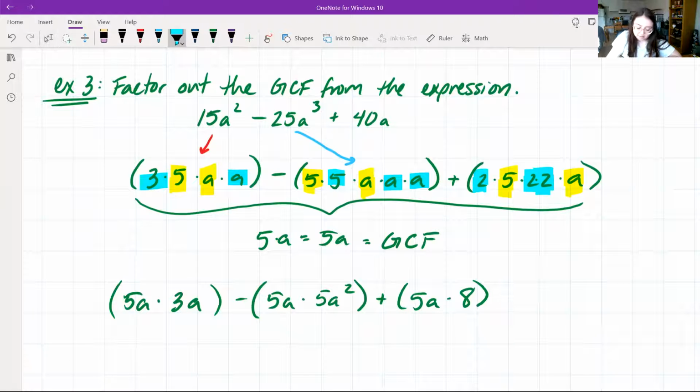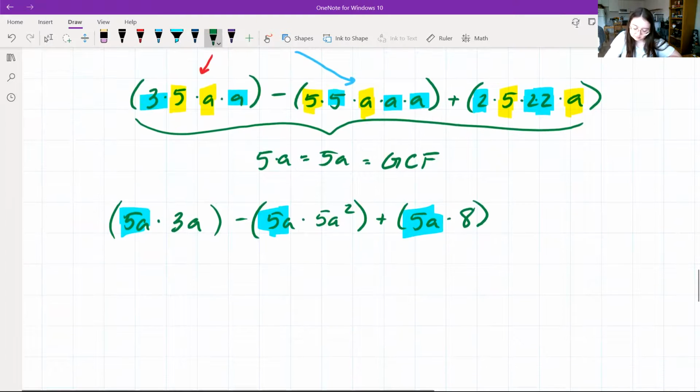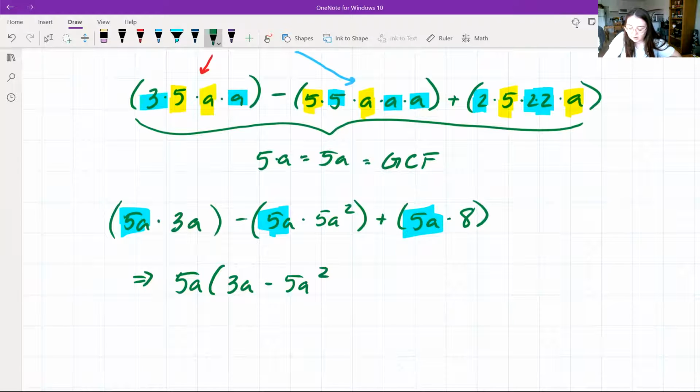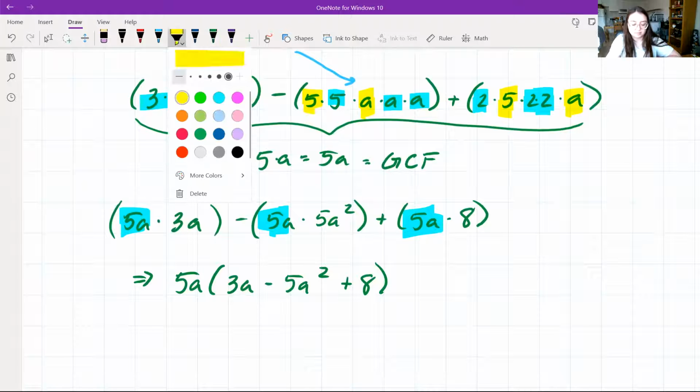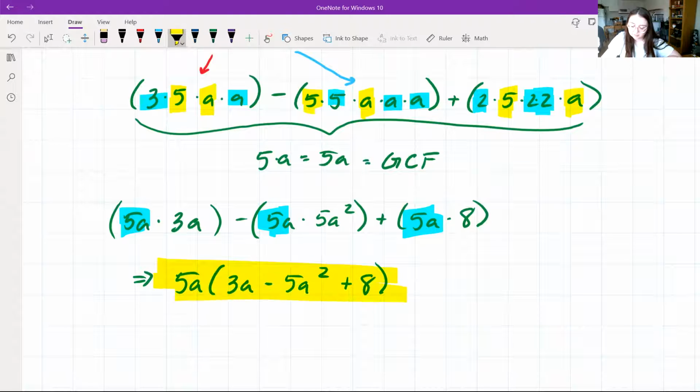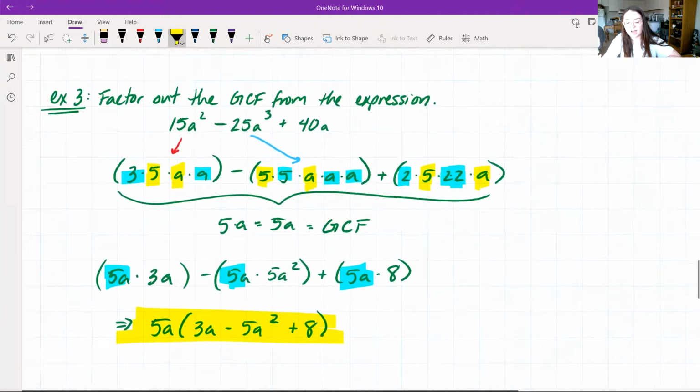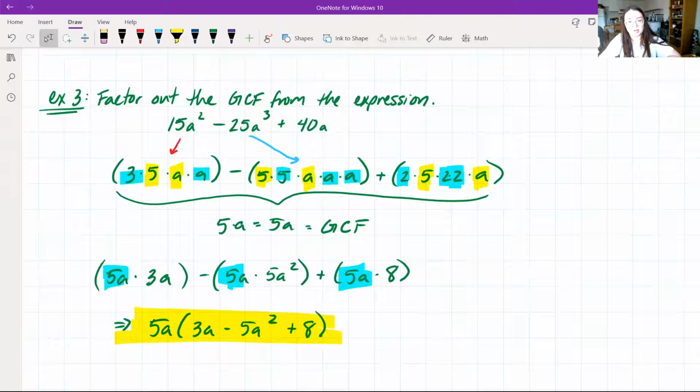So now we have 5a in each term, and now we can factor it out. So we can write 5a times whatever's left over inside of our parentheses. So we'll have 5a times 3a minus 5a squared plus 8. And that's how we would factor out a greatest common factor from an expression.